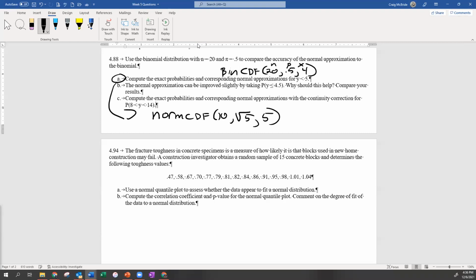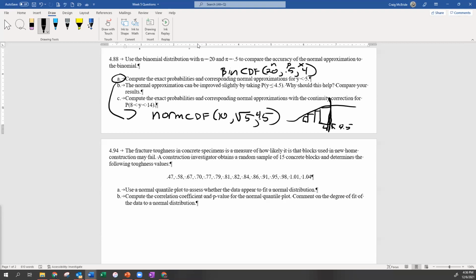But then for part B, you go, okay, let's change this and do 4.5, because we know that the binomial, to be less than 5, we start with the 4 block, and then we've got the 1 for 3, the 1 for 2, and the 1 for 1. Well, to make sure that our curve captures the entire 4 block, it has to stop at the upper bound, which is 4.5. So that's why we change it to 4.5, and we rerun it and get an answer that's closer. It's still not great, but it's closer.